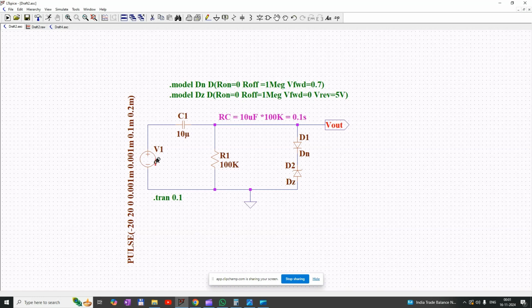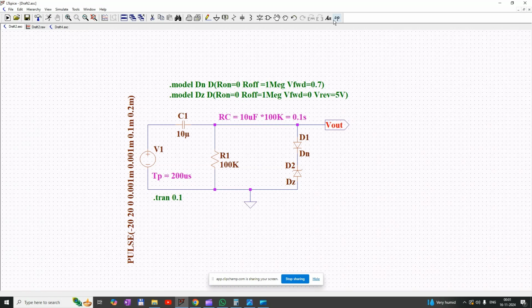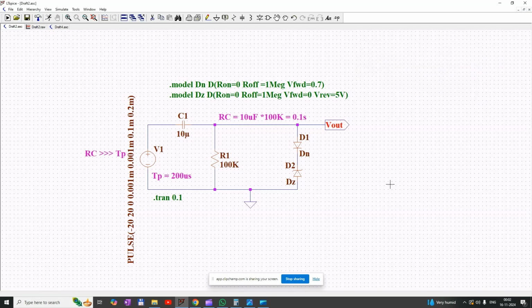And similarly, the time period of the input signal will be 200 microsecond. So we can conclude that the RC time constant of the circuit is much larger than the time period of the input signal. Let us verify what happened in the positive half cycle.